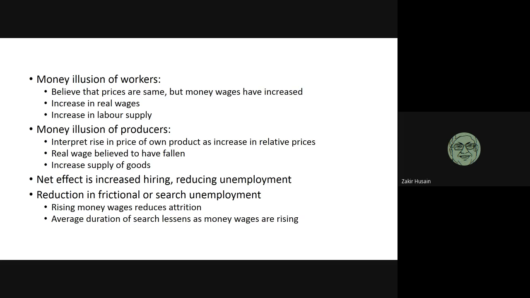So, what is the consequence of this money illusion? The workers believe that prices are the same, only their money wages have gone up. So that means they're enjoying an increase in real wages. Although both W and P have gone up, the workers perceive that only W has gone up. So real wages go up, and what will be the impact on labor supply? That should go up.